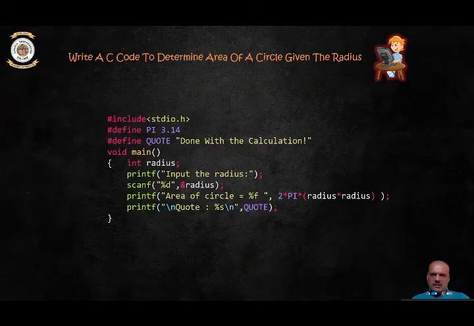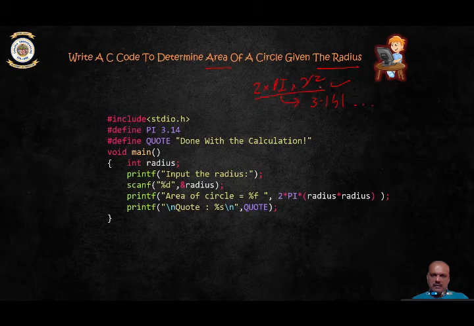So given the radius of a circle, I would like to calculate its area. And we know that the area of the circle given its radius is nothing but 2 pi r square, where pi is the number 3.141 etc. So this is the formula and we need to implement this equation and calculate the area of the circle. Given is the code to do so.